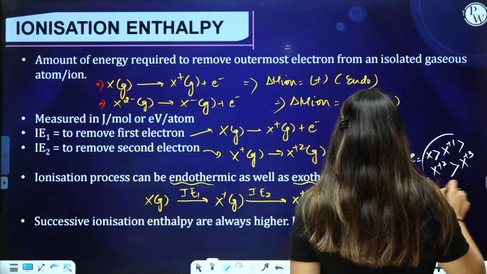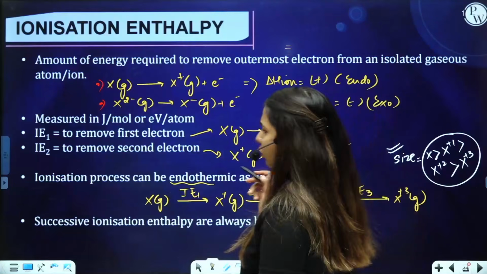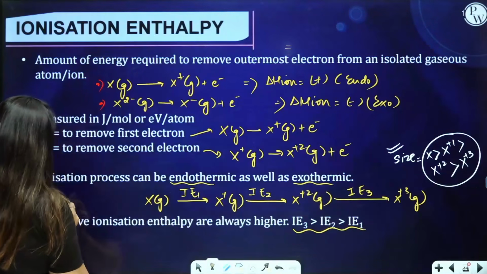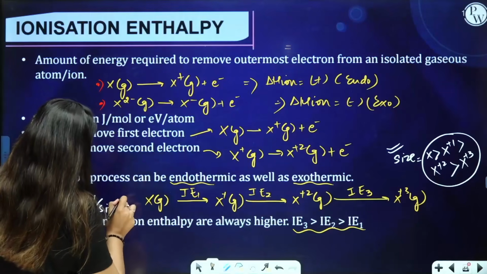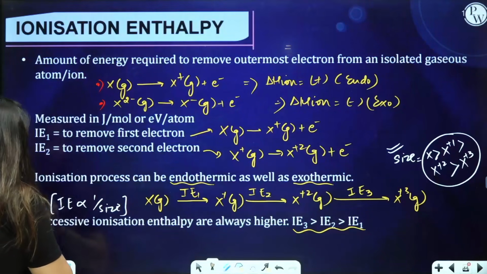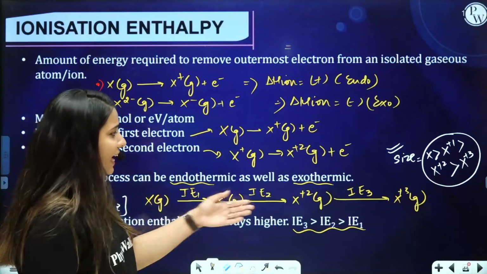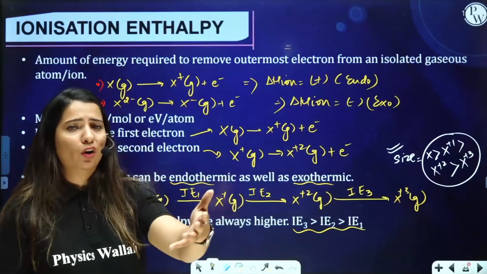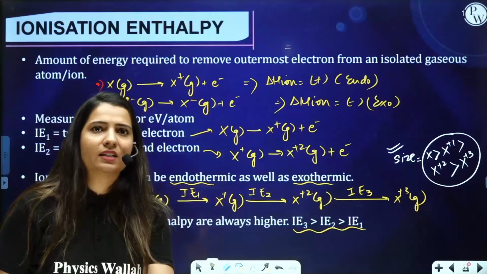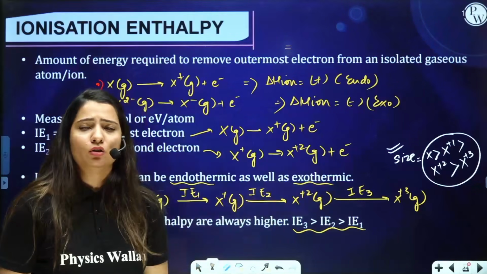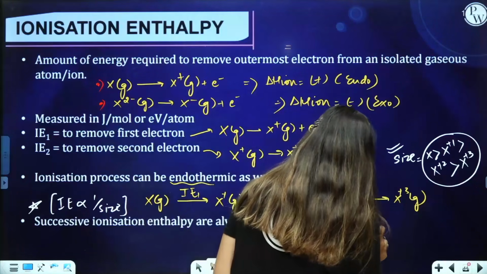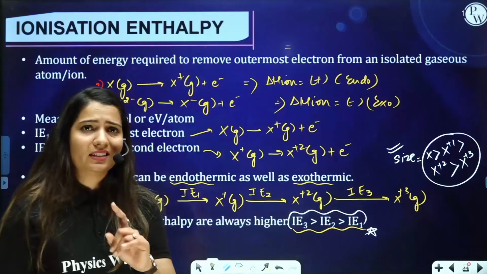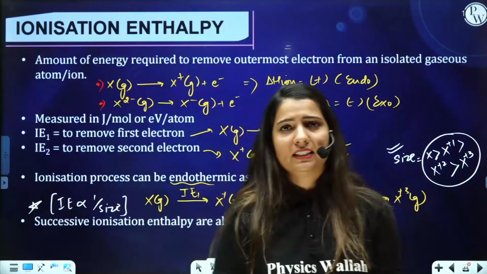You know all these things, and you know this also, that greater the ionization energy, less is the size. So your size is getting decreased with every removal of electron. So you have to supply more energy to remove the further electron. So what is the big thing? You have to remember this. Do not forget, successive ionization enthalpies are always higher.